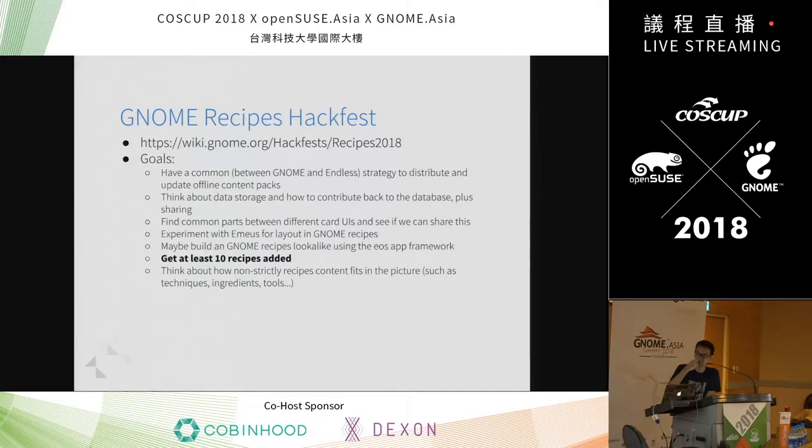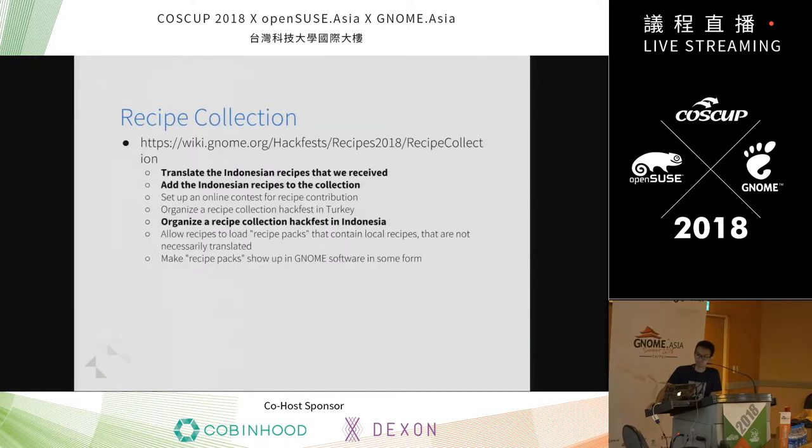Besides that, we have another goal that is technical, but for non-technical, we just ask you to submit recipes. We have a recipe collection, so get at least 10 recipes. We hope to collect the recipes. Actually, what we did in Indonesia is both: translate Indonesian recipes that we receive, or add Indonesian recipes to the collection, and also organize a recipe collection. I will talk more about organizing a recipe collection in Indonesia.